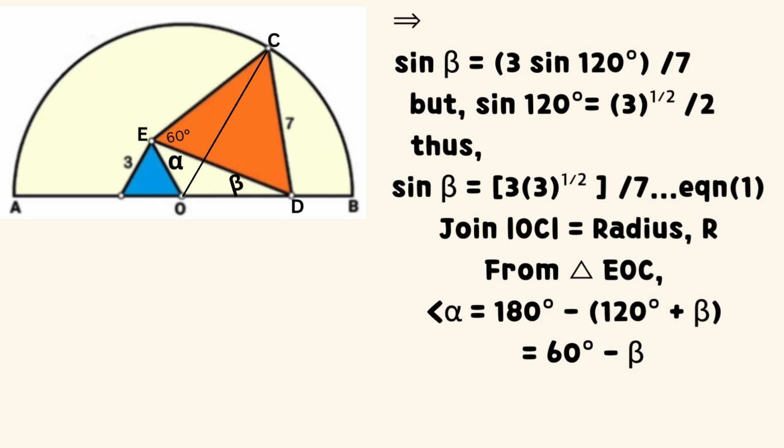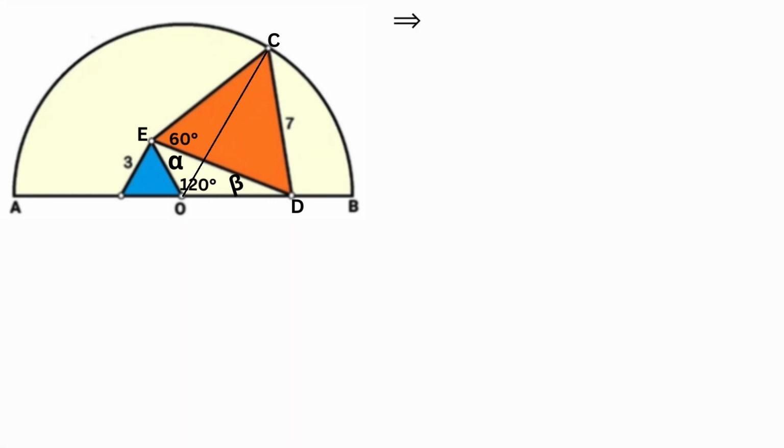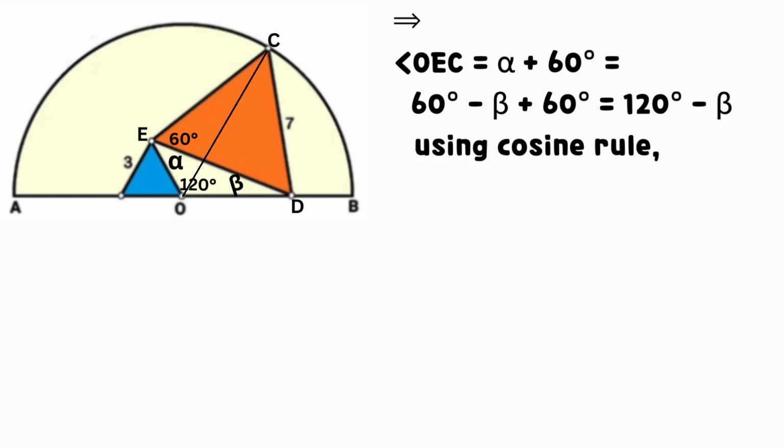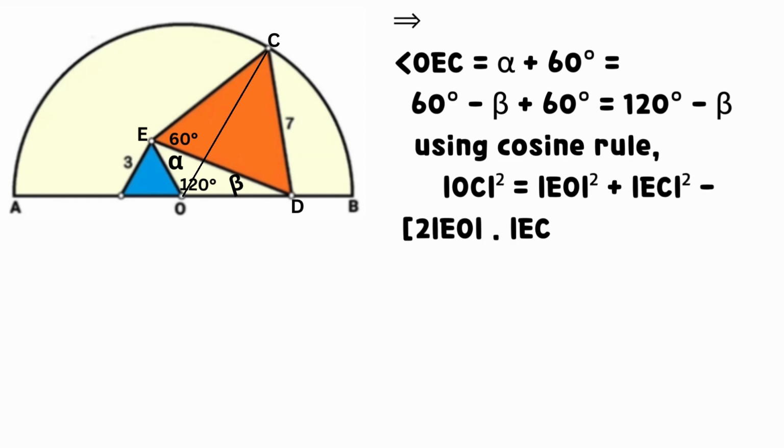From triangle EOC, angle alpha equals 180 degrees minus the sum of 120 degrees and beta, which equals 60 degrees minus beta. It implies that angle OEC equals the sum of alpha and 60 degrees, which equals 120 degrees minus beta.